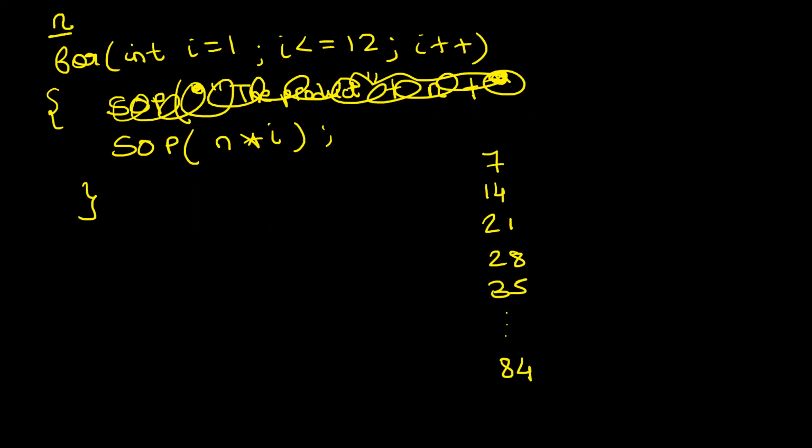Do you all agree? See, if the value of n is 7, what is happening? I starts from 1. So the first time the value of I will be 1. So 7 into 1, 7 will be printed.